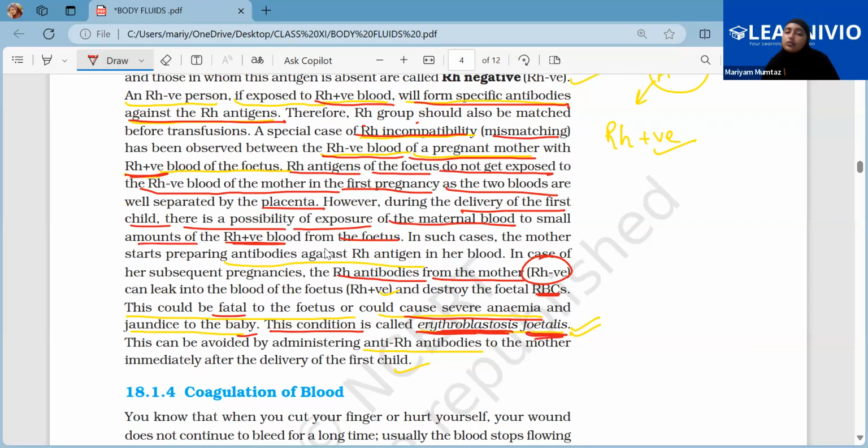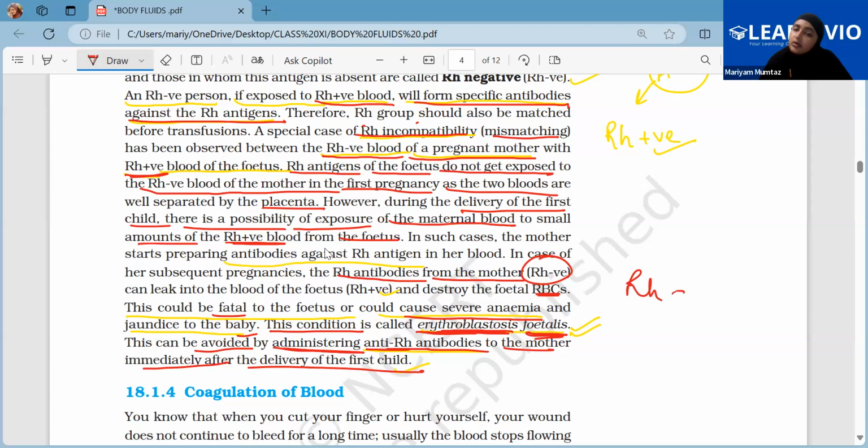Erythrocytes are getting destroyed in the fetus. So what can we do to avoid this situation? No one can control whether the child is going to be positive or negative blood group. So what can be done? If in the first pregnancy the mother is RH negative and the child is positive, then this can be avoided by giving anti-RH antibodies to the mother immediately after the delivery of the first child.